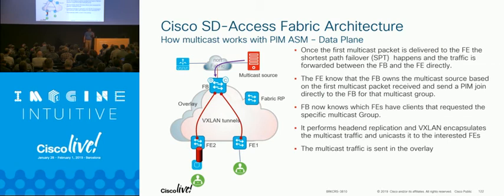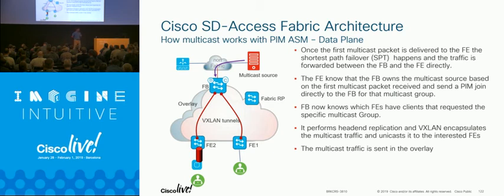So in head-end replication, what happens is, let's say I have receiver 1 on FE2, receiver 2 on FE1, and both are interested in the same group. This fabric border will create two unicast tunnels to send traffic to these two multicast receivers. So head-end replication means if I have 20 receivers across 20 edge nodes for the same group, the fabric border or whoever is connected to the multicast source will have to replicate 20 times. So a unicast copy to each and every edge node in the fabric for a particular group is head-end replication.